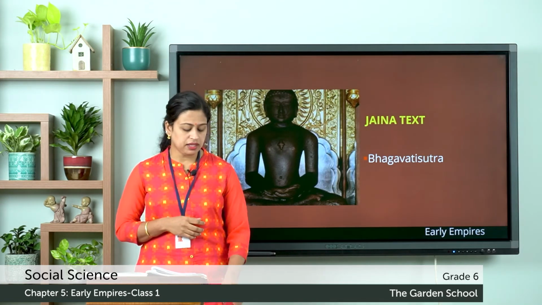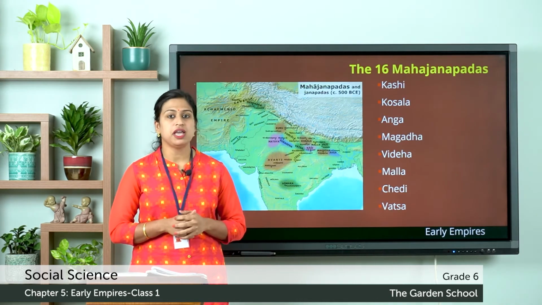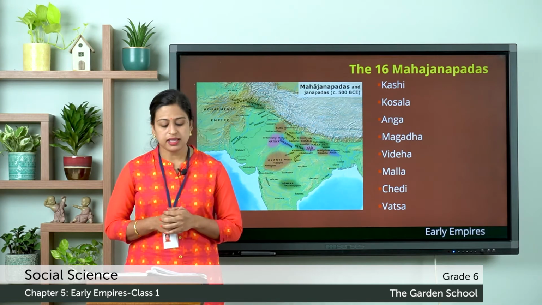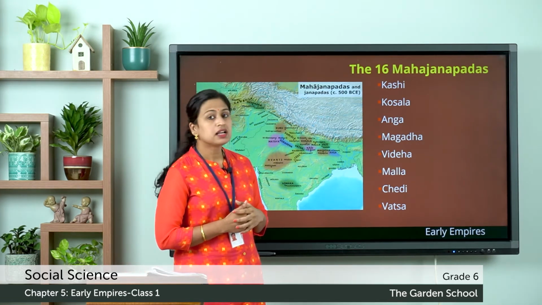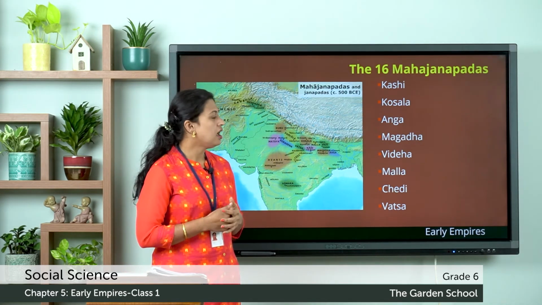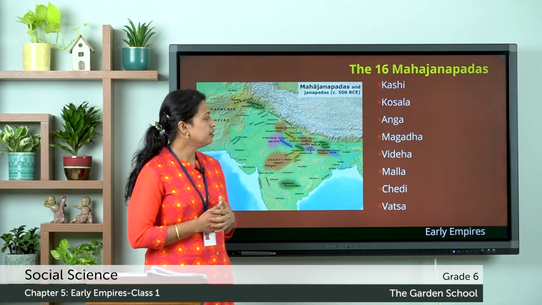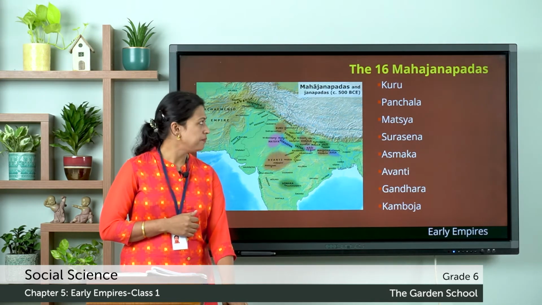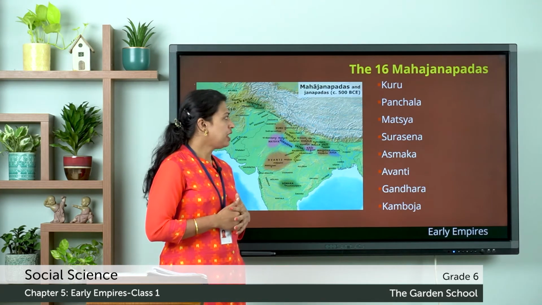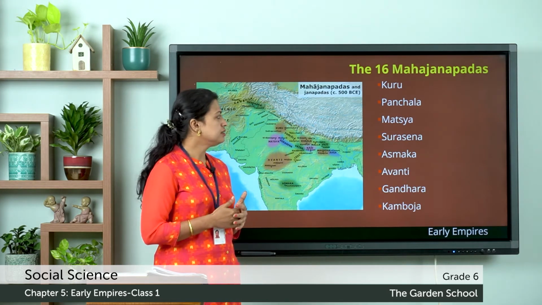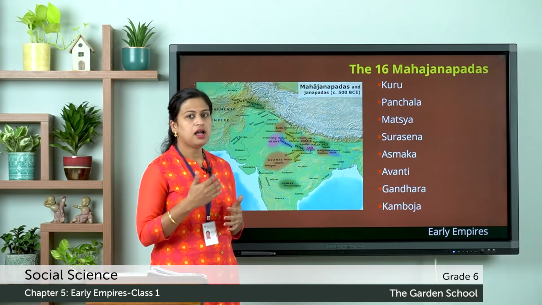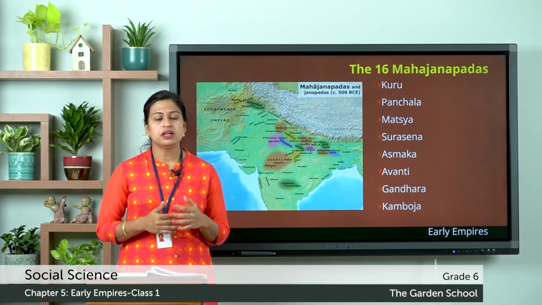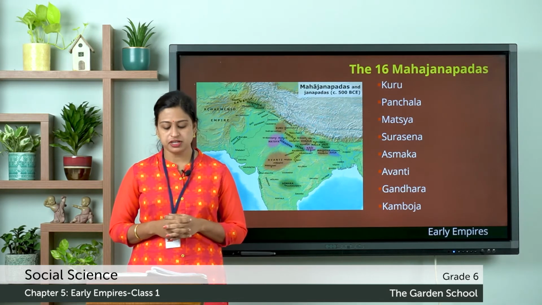And as per the Buddhist and Jain texts, there were 16 Mahajanapadas. That is, Kashi, Kosala, Anga, Magadha, Videha, Malla, Chedi, Vatsa, Kuru, Panchala, Matsya, Surasena, Asmaka, Avanti, Gandhara, Kamboja. So these were the 16 Mahajanapadas.